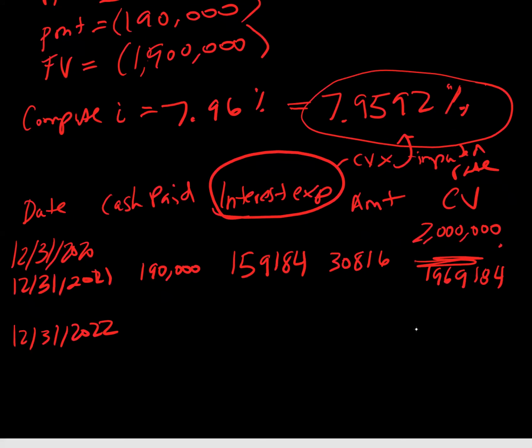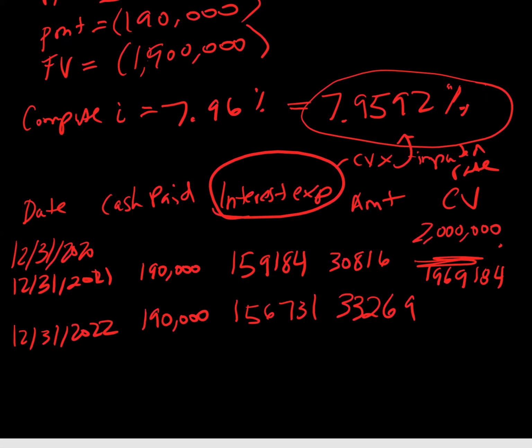Okay, so then 12/31/2022, we're still going to have this payment of 190,000 that never changes. Our interest expense is going to be 1,969,184 times 7.959%, which is going to give us 156,731. The difference between 190 and 156,731 is going to be 33,269. And 1,969,184 plus 33, actually minus 33,269.